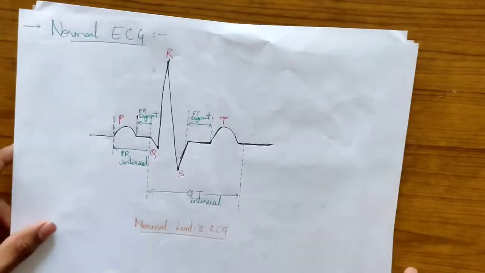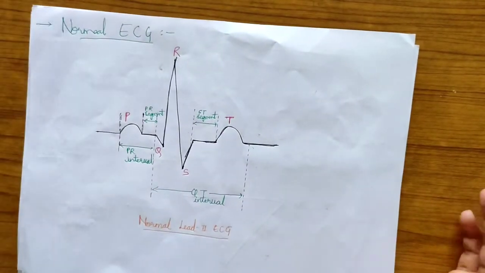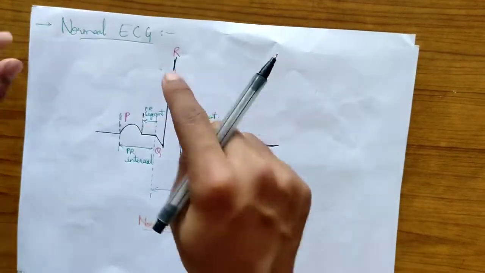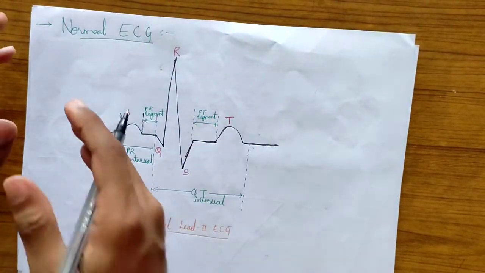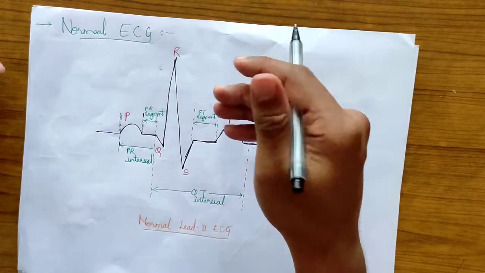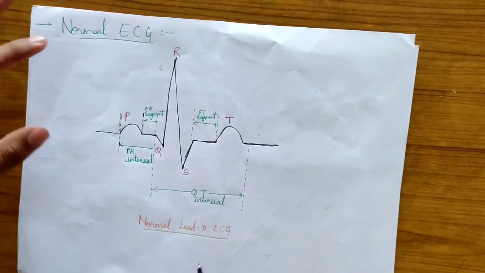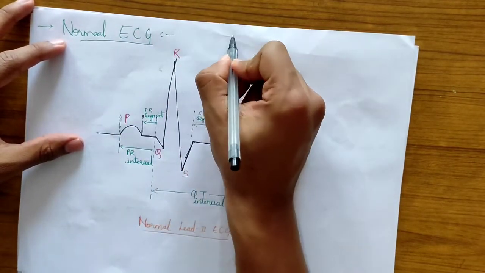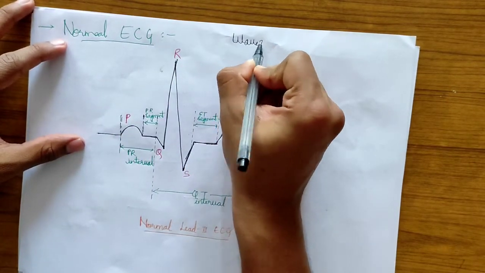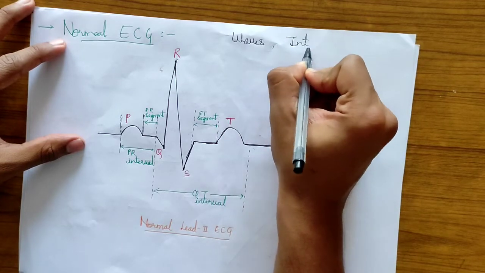So now we will talk about what are the features in the normal ECG. What do you see in that machine? How is the graph and how do you differentiate it into the waves, intervals and segments? So we'll discuss about it now. So as I told, normal ECG can be divided into waves, intervals and segments.